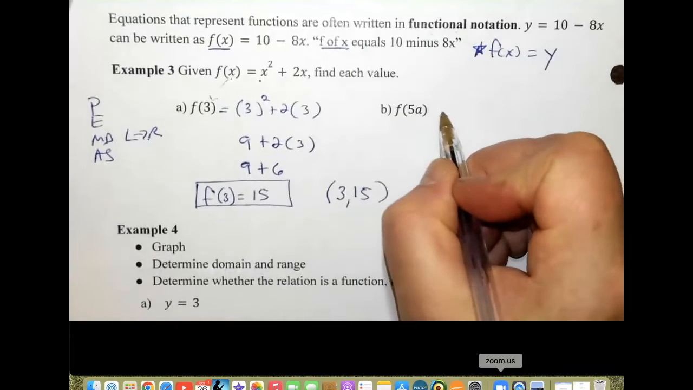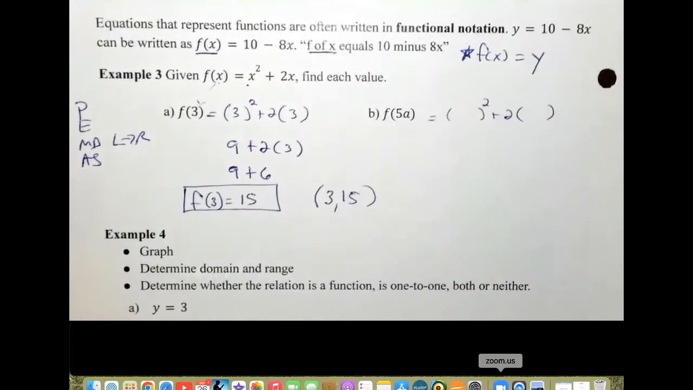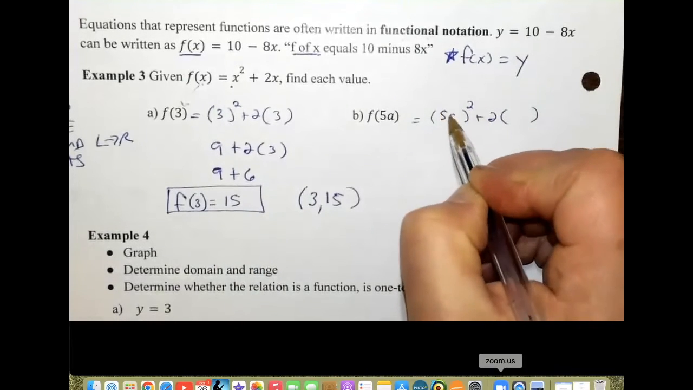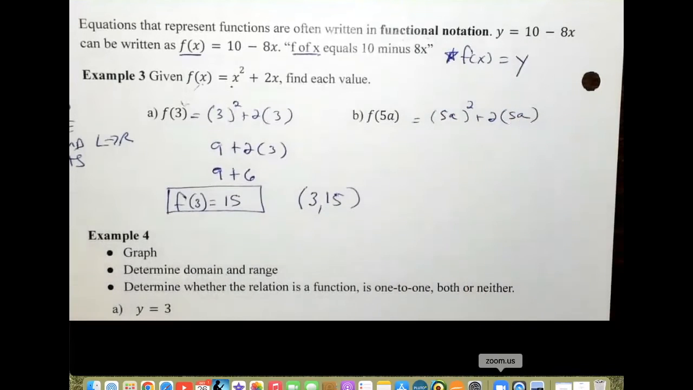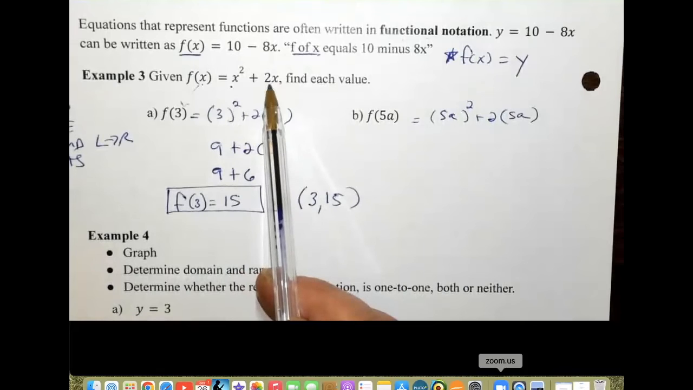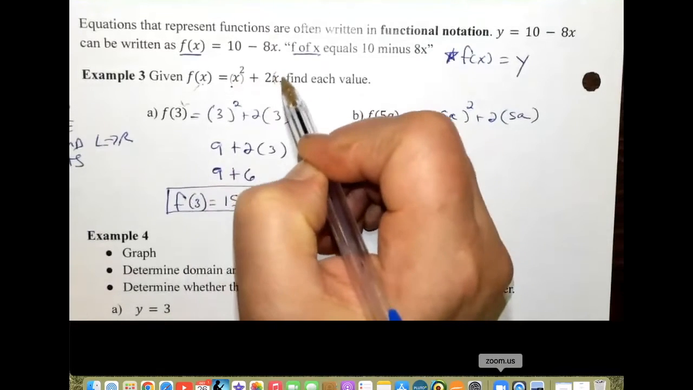Okay, so I'm going to put parentheses wherever my x is, and then I'm going to substitute in whatever they give me, and it can look funky in math sometimes. We like f of 3. We get a nice, sweet answer at the end of it, but this is algebra. So I'm going to substitute in 5a, and then I'm just going to simplify as far as I can. Sometimes I get a number. Sometimes I get algebra at the end of it. 5a. Well, I'm substituting into this. This is the function, x squared plus 2x. So all I did was put parentheses where these x's were. Okay?